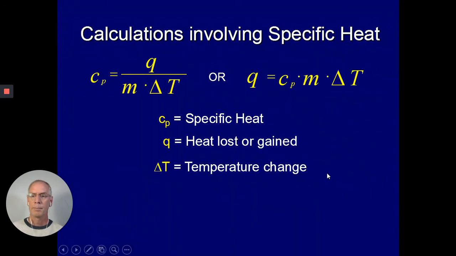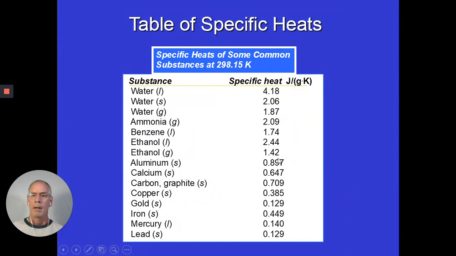All right, let me skip that for right now. You will be given tables and values for specific heats. Okay. Now this value for water might look a little bit different than what I gave you on the sheet. So I'll tell you which one I want you to use. Depending on which source you use, you'll get slightly different answers. Water is a very large value compared to, look at copper and gold and iron and mercury and lead. Metals are very low specific heat values.